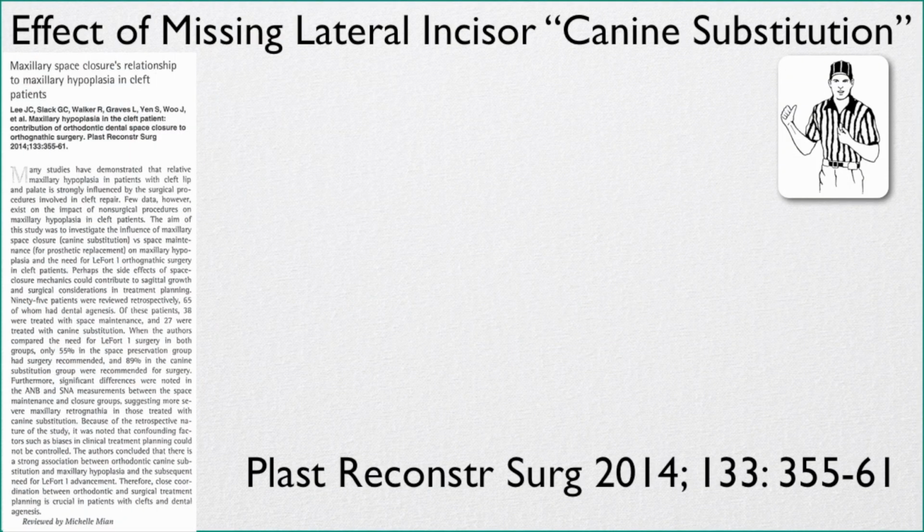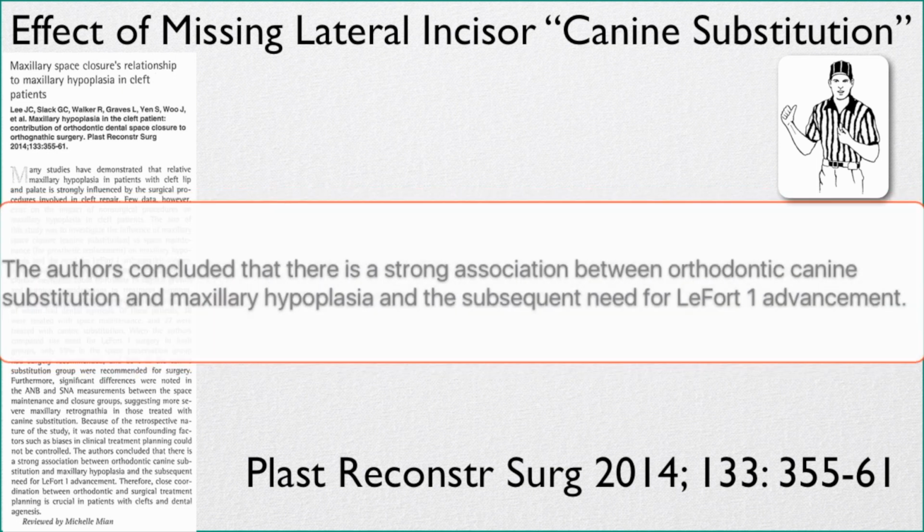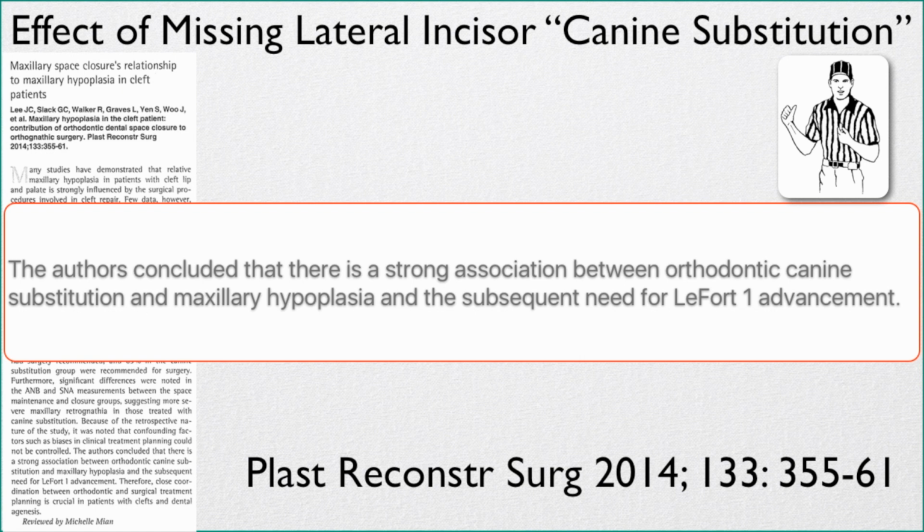We look at the refereed literature and look at a reference on maxillary space closure in missing lateral incisor cases and how it affects the need for surgery in cleft palate patients. They concluded there's a strong association between the orthodontic canine substitution and maxillary hypoplasia and the subsequent need to surgically advance the maxilla in cleft palate patients. This isn't really too astonishing given the fact that we've just seen that the central incisors get retracted. In reality, closing those spaces has retracted the teeth enough to cause the need for maxillary advancement surgery. Hardly seems sensible.